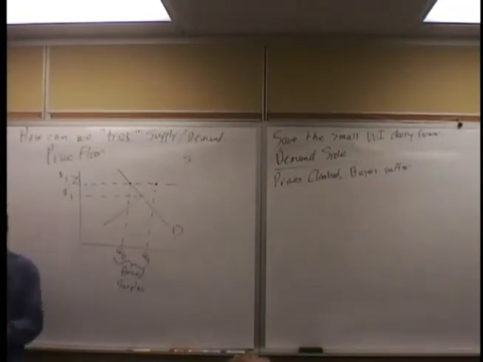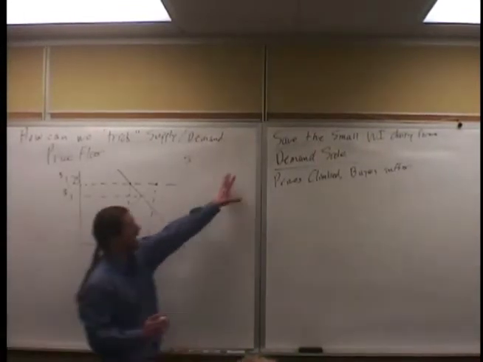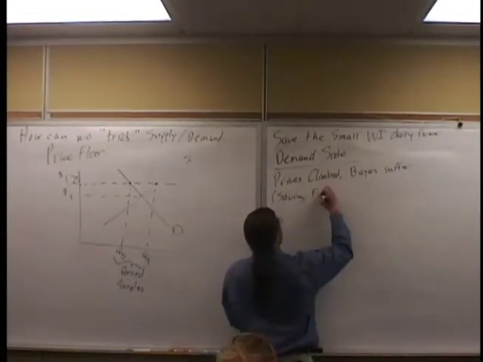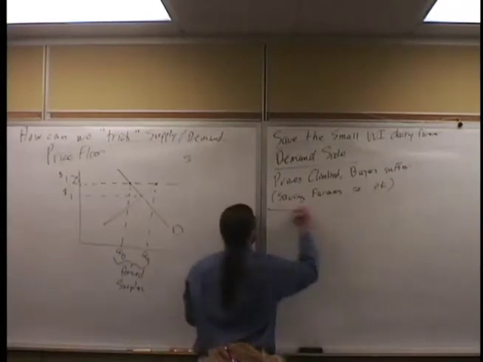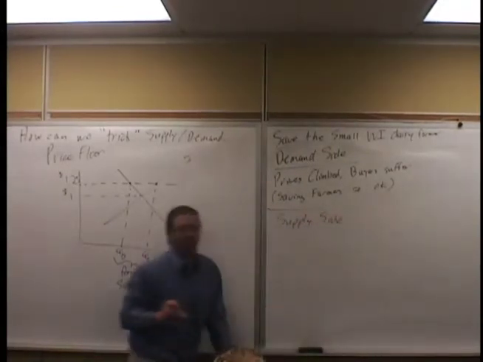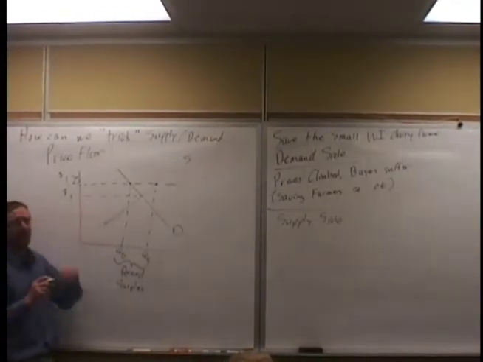But we're saving the small farmer, right? So it's okay. We're okay. We're getting shot from the left and the right, but we're still okay with it. It's no problem. All right? So from the demand side, saving farmers, okay. What about the supply side?